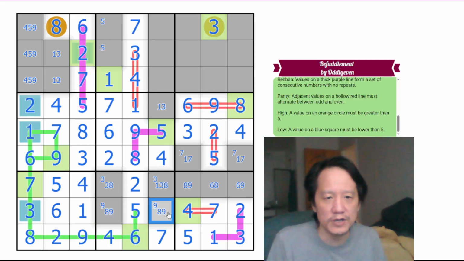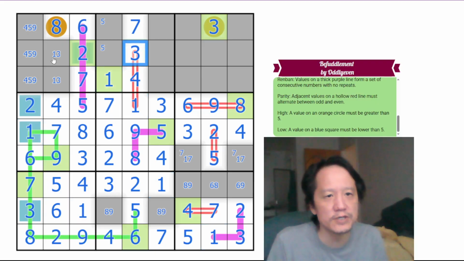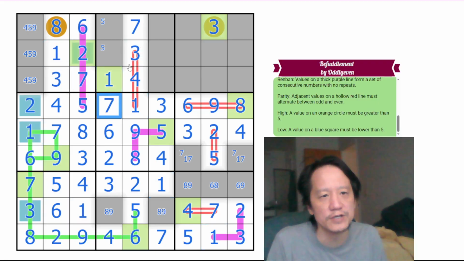This can't be 1 anymore. This becomes an 8-9 pair, which eliminates 8 and 9 in the rest of that box. So this can't be 8. This is 3, which makes this 1. This 1 eliminates 1 here, so it's 3. This 3 eliminates 3 here, so it's 1. That's 3. This 4 eliminates 4 here. So this must be 5, 8, or 9 here. And this can't be 8 because of the 8 in the column, or 8 in the row.